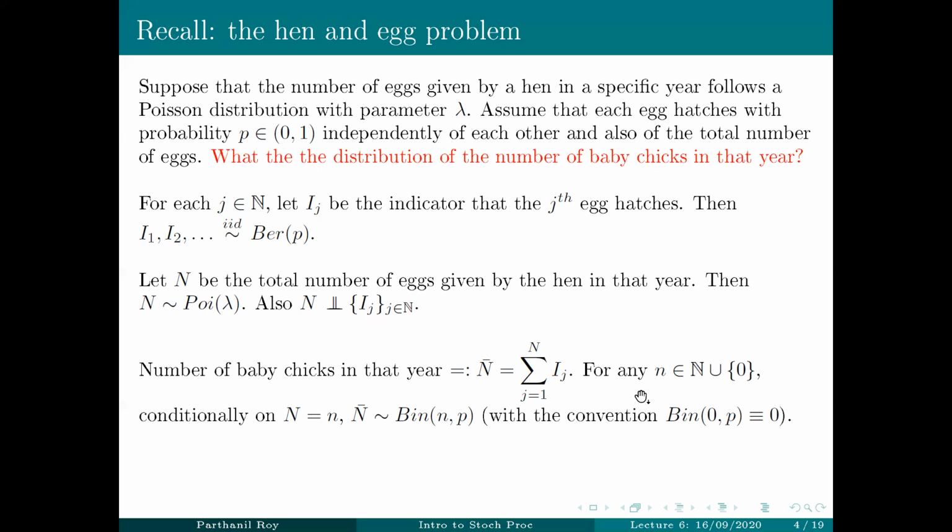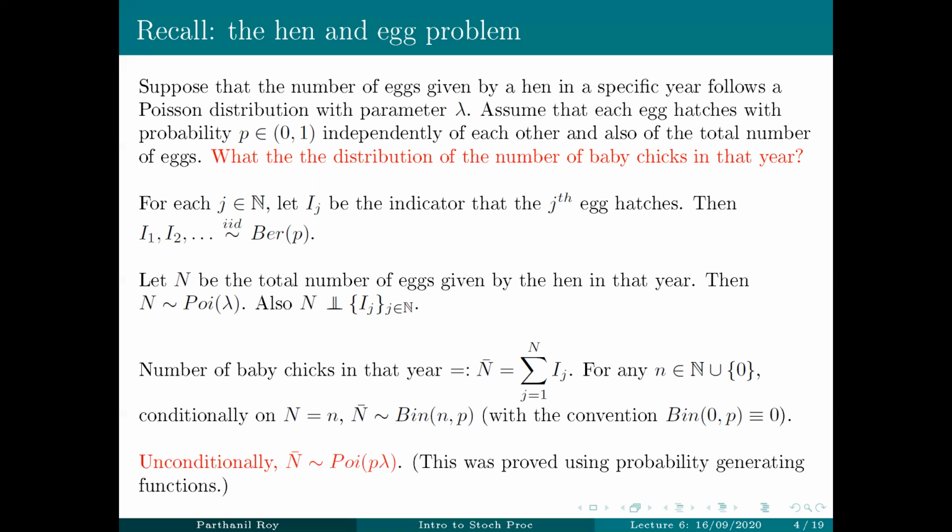Now we know that conditionally on N, for any non-negative integer n, conditionally on capital N taking the value small n, N bar follows a binomial distribution with parameters n comma p. This is true also with the convention that Binomial(0, p) just denotes the value 0, the random variable 0 with probability 1. So when n is 0, we just mean by Binomial(0, p) the random variable 0. Then using probability generating functions, we showed that unconditionally this N bar is Poisson with parameter p times lambda. We are going to use this result in the proof of 2 bar.